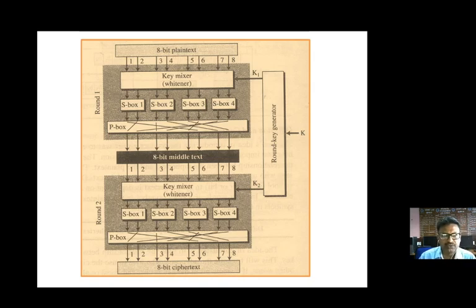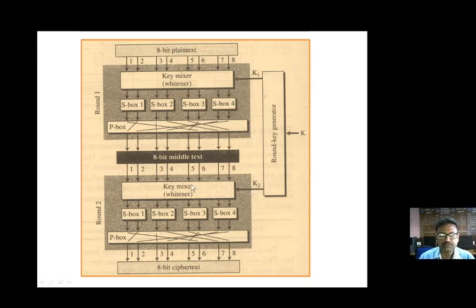And so we will be receiving an 8-bit middle text. Now this 8-bit middle text is again, in the second round, being mixed with another key which is generated from the same key K. But since it is round number 2, K2 is generated, and this K1 and this K2 are different.